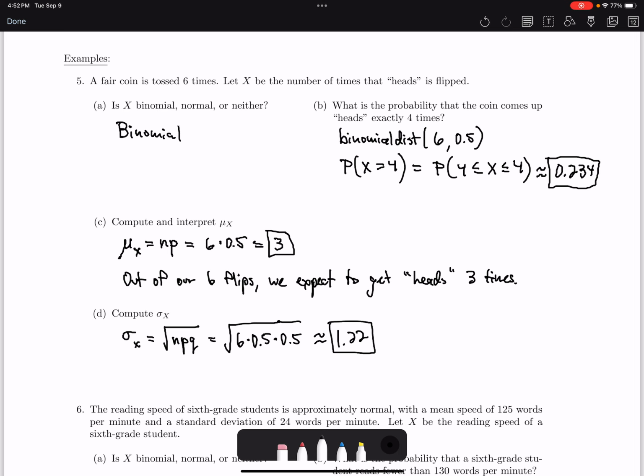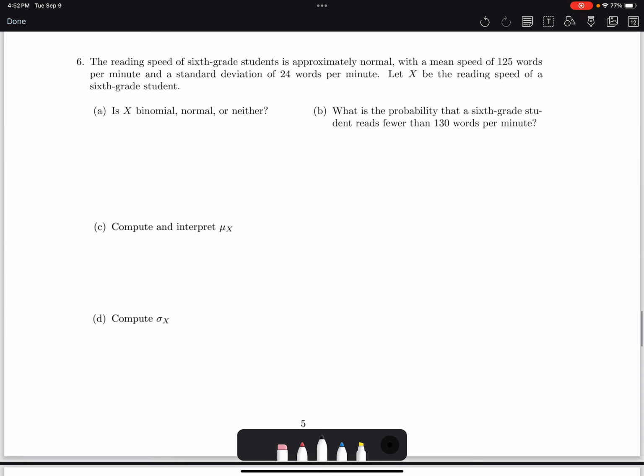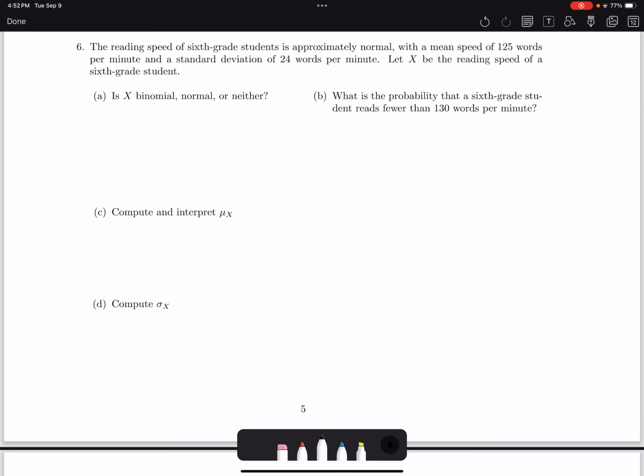Okay, let's look at another one. The reading speed of 6th grade students is approximately normal, with a mean speed of 125 words per minute and a standard deviation of 24 words per minute. Let x be the reading speed of a 6th grade student. Is x binomial, normal, or neither? Well, this time it's a dead giveaway, right? Because x is supposed to represent the reading speed of a 6th grade student, right? And we were told in the first sentence that, well, the reading speed of a 6th grade student is normally distributed, right? So it's got to be normal.